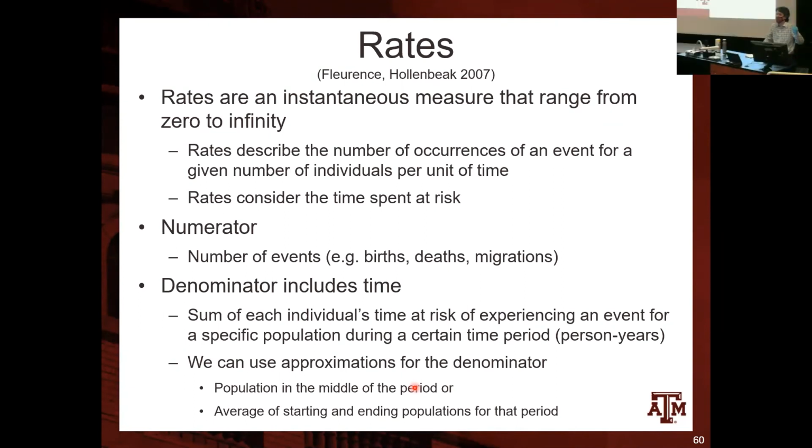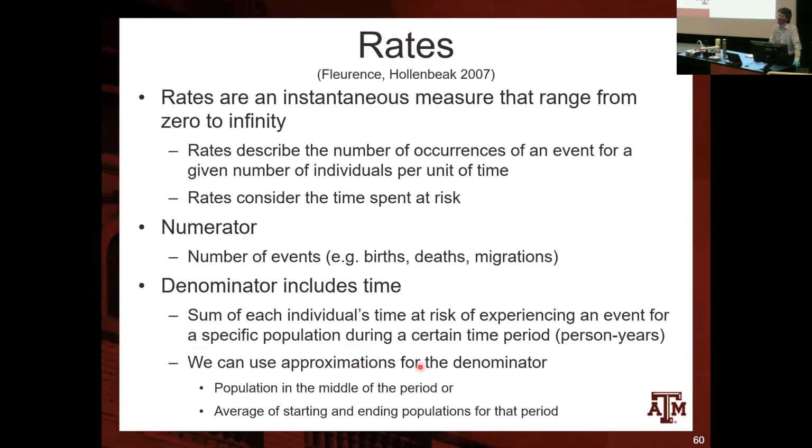Or if you get the population on January 1st and the population on December 31st, you can just take the average of them and use that average of the starting and ending populations as the denominator of your formula.